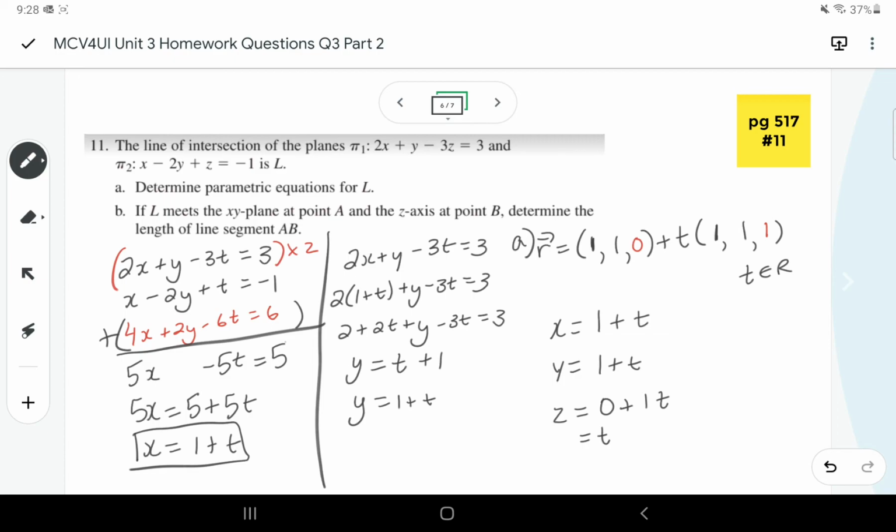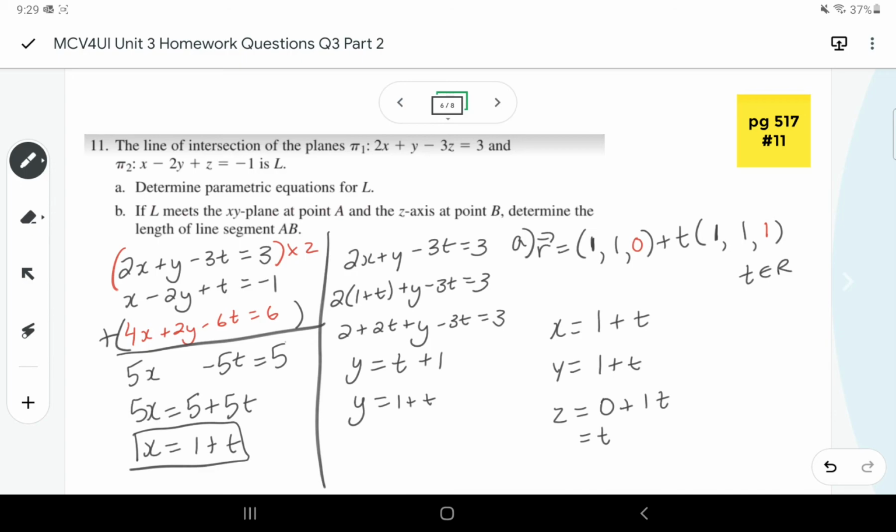Here, the next part I think I'm going to have to do on the next slide. Some of these are very big questions. But we'll do this on the next slide.